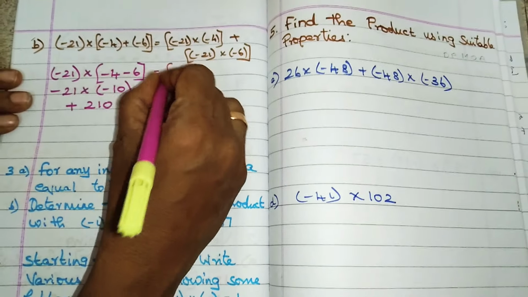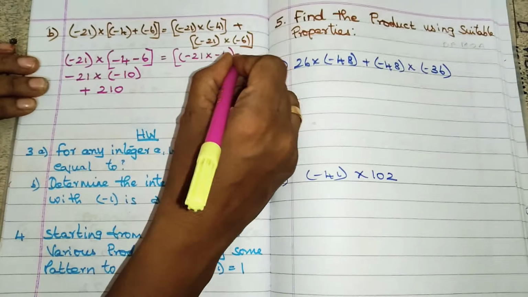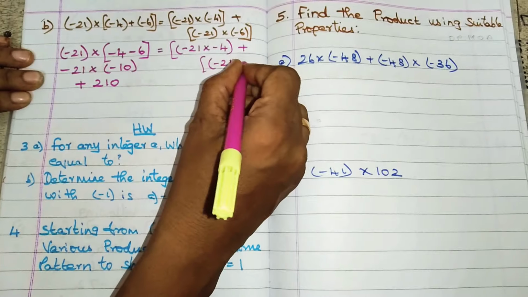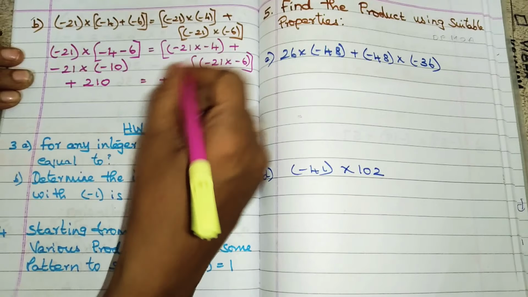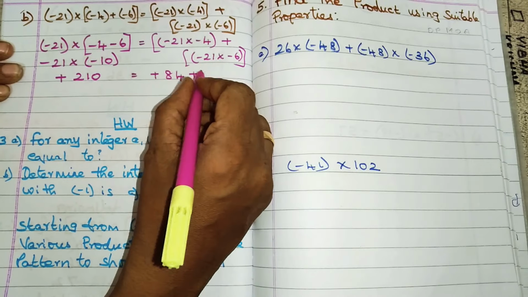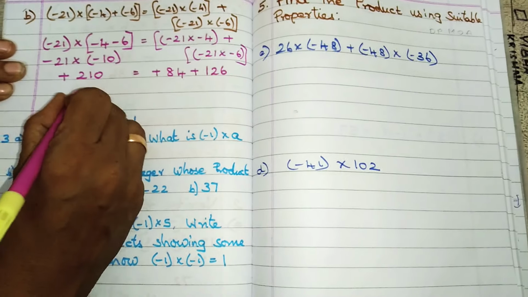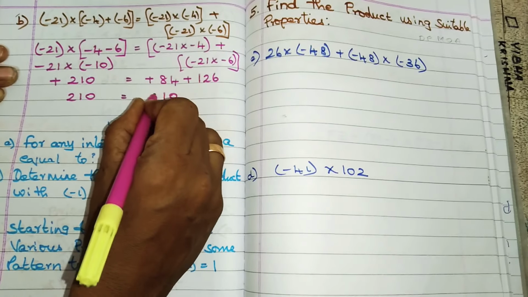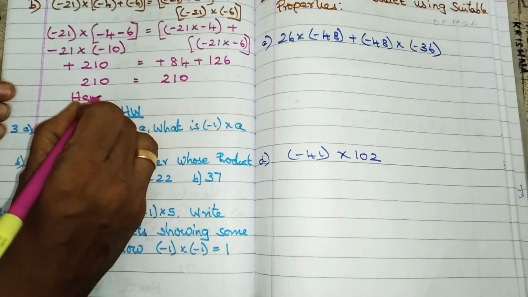Going on to the RHS, minus 21 into minus 4 plus minus 21 into minus 6. So multiplying minus into minus plus 21 fours are 84 plus, again minus into minus, plus 21 6s are 126. So LHS we have got 210. Let's see whether we are getting it in RHS. So 84 plus 126 is 210. So LHS is equal to RHS. So hence verified.